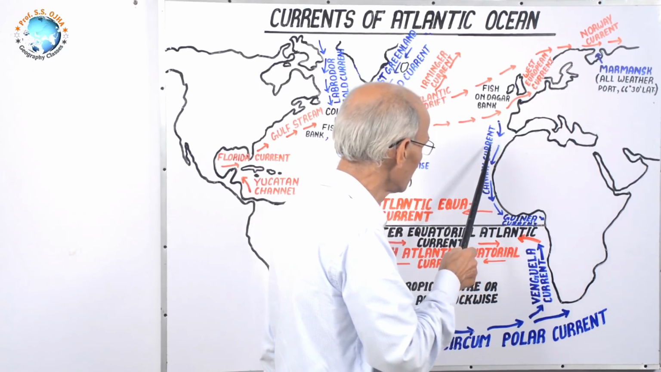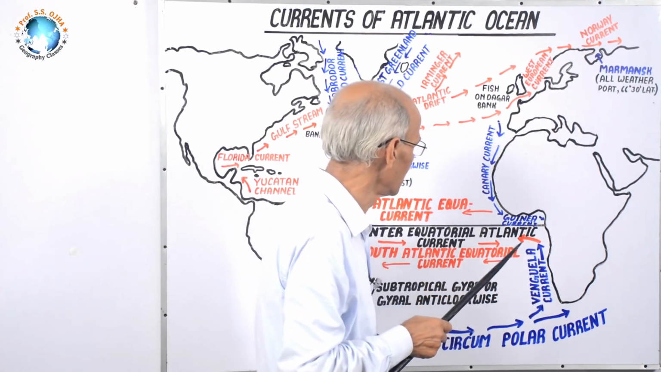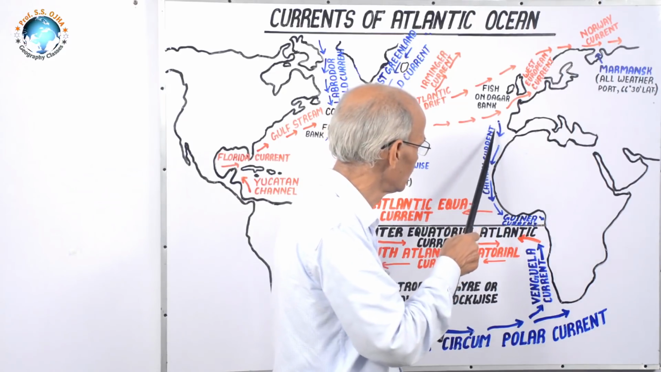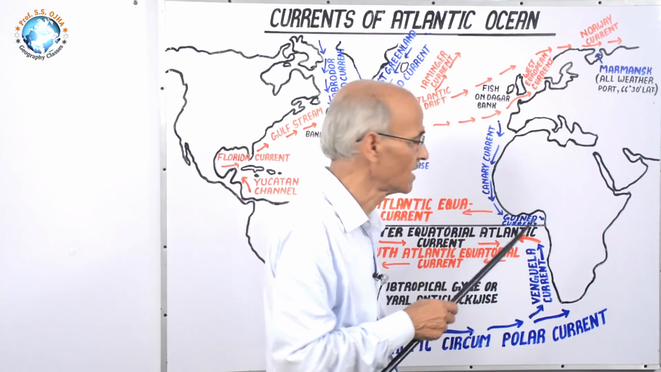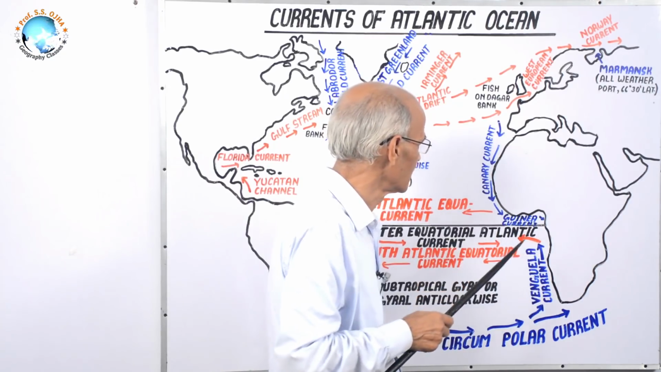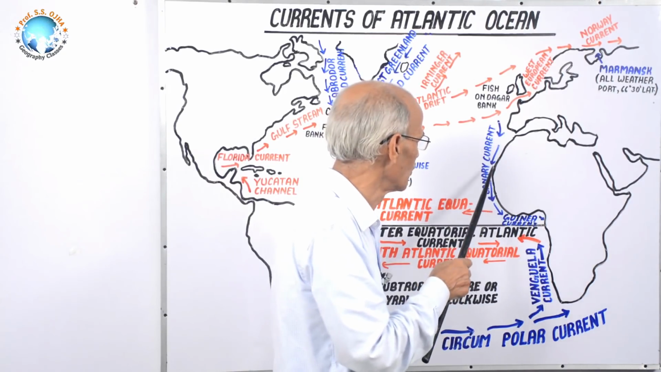Here there is one island named Canary, and because this water is moving from north to south along Canary, it is called the Canary Current, which is cold.